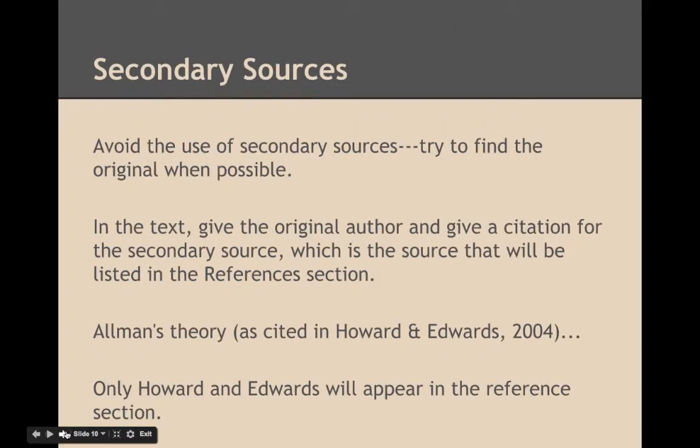There may be a possibility that in citing a reference you could not find the original, and so you're citing a reference that you used that cited another source. And this is called using a secondary source. Basically, what you do if you cannot find the original is, in the text of the paper, you would indicate who the original person would be. In this case, it was Allman, and where you found it, as cited in Howard and Edwards. Howard and Edwards would appear in your reference list and Allman would not.